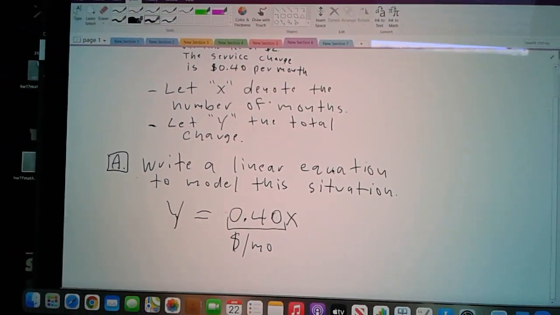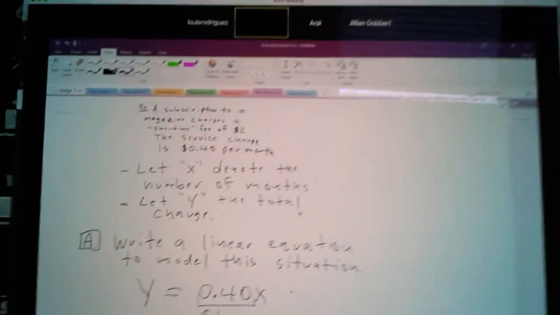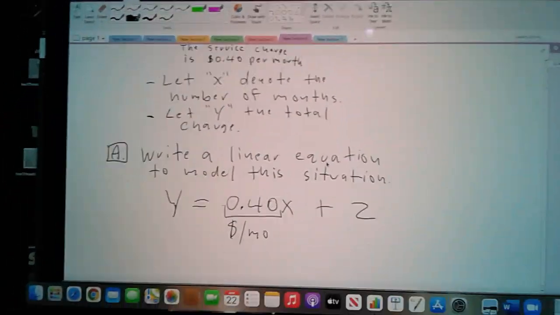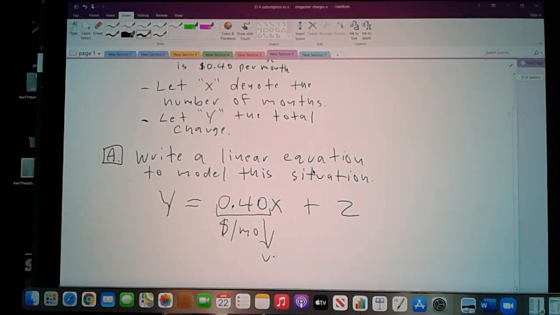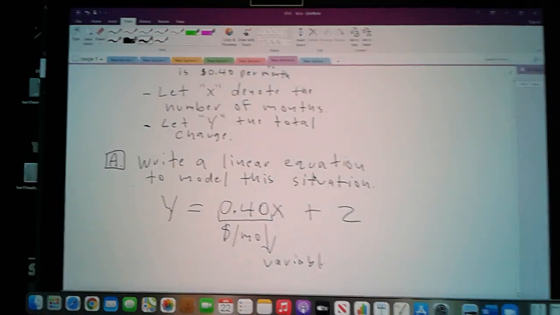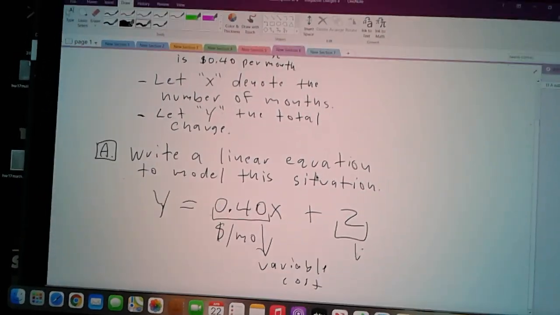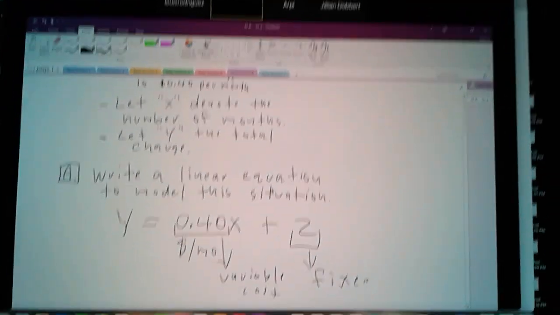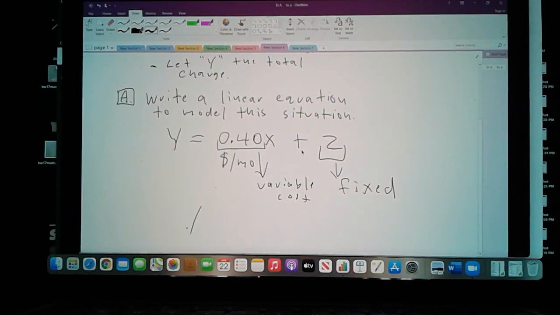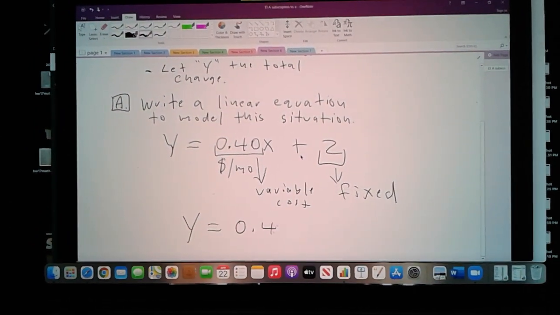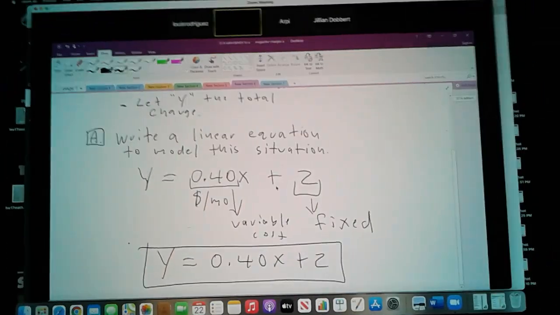And of course you have to pay $2, right, to sign up. That's the fixed cost. So that's the $2 for that. So we say this is a variable cost, and this is the one-time fixed cost. Okay, so Y equals, let me write it better, 0.40x plus 2 would be the equation that models this situation.